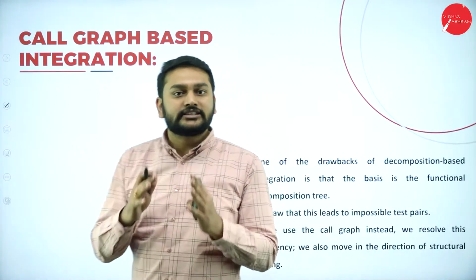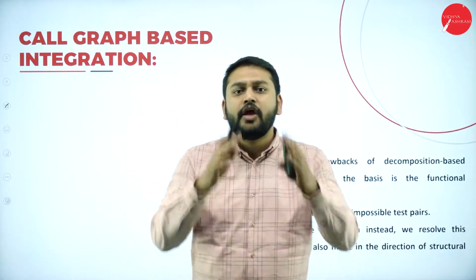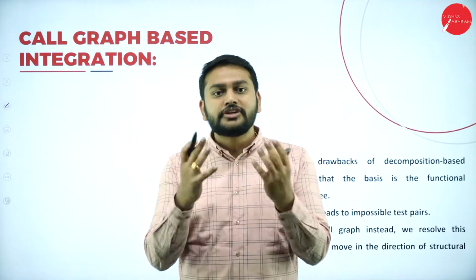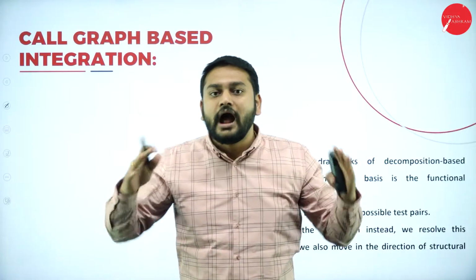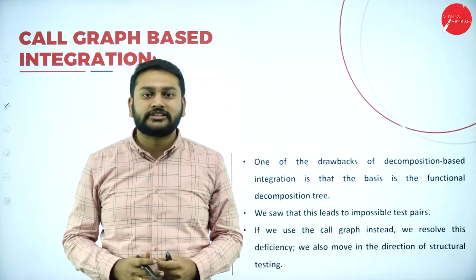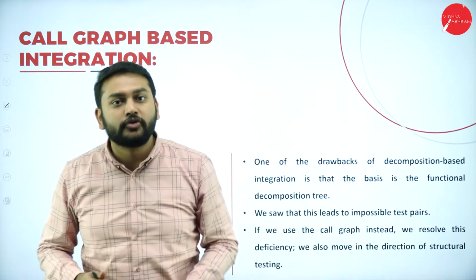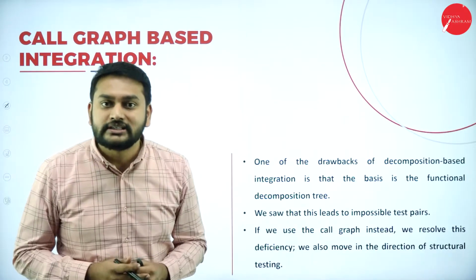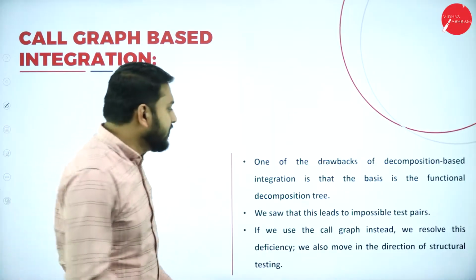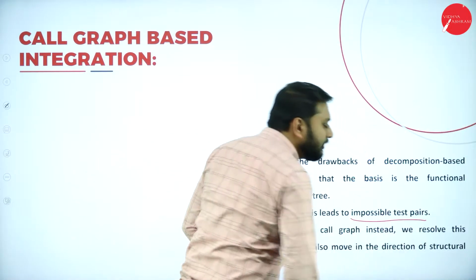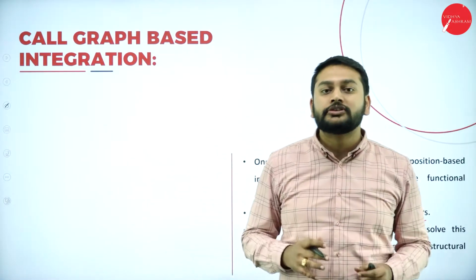So guys, in the last session, we discussed what exactly functional decomposition is. In functional decomposition, say for example, I have the main program, and I will start splitting until I get the individual units. So I have the functional decomposition concept with respect to the waterfall model, but when I'm using this, I have some drawbacks. What is the major drawback? Please remember, it gives me impossible test pairs.